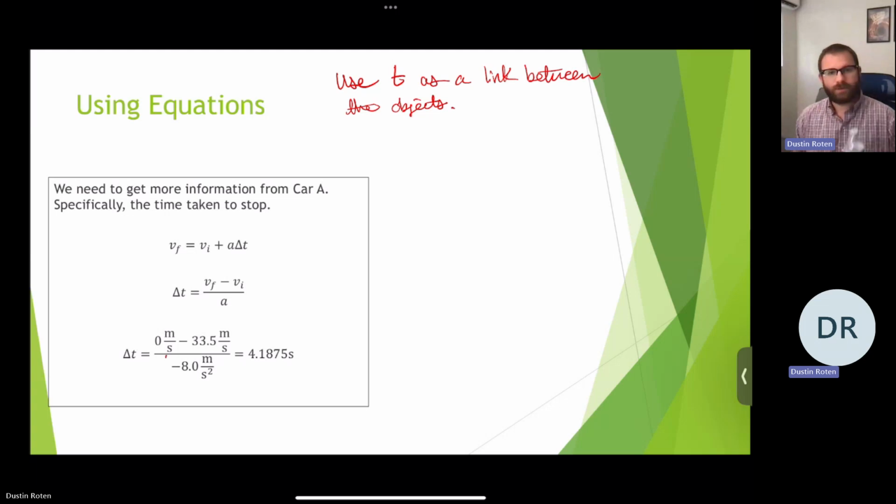We know that the initial velocity is 33.5. And then we know that our deceleration, remember this is deceleration, this is going to be negative. Okay, so negative 8 meters per second squared. And that's going to give us a deceleration time of a little over 4 seconds to go from 75 miles per hour to a full stop.